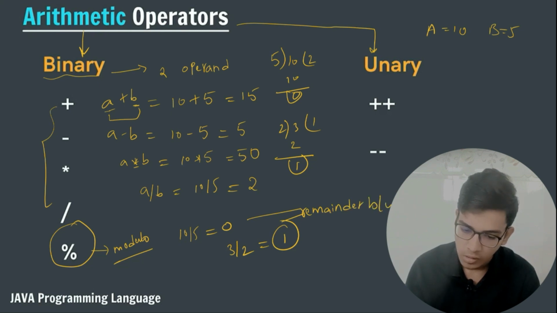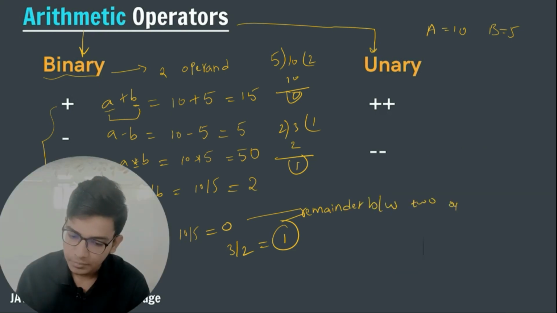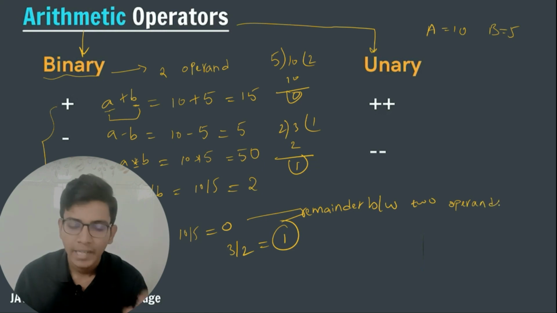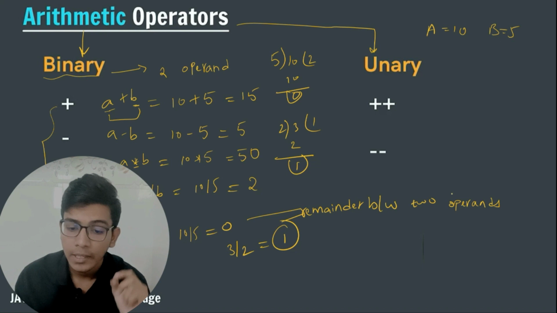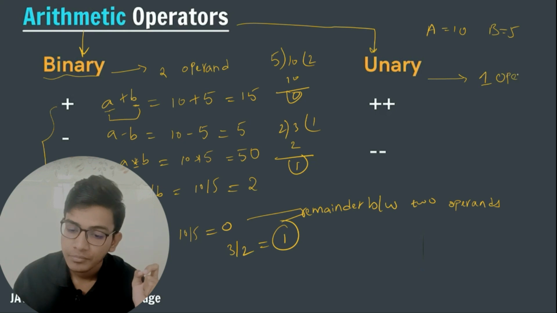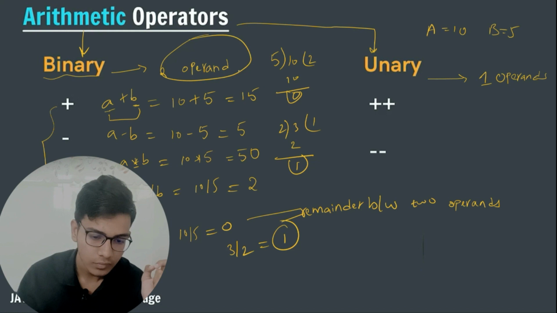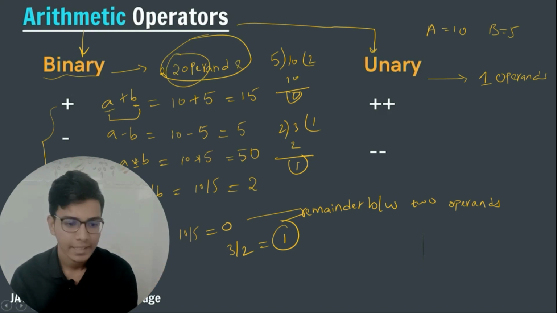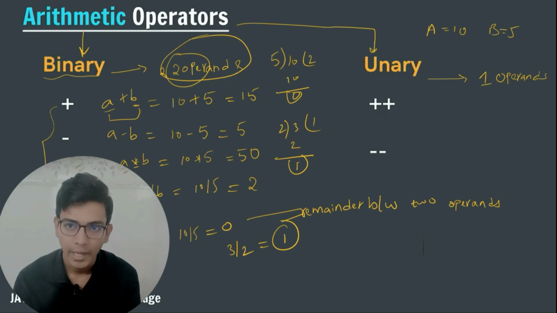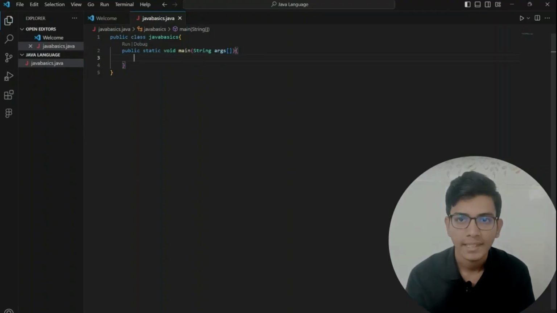between two operands. And remember guys, a binary operation will always take place between only two operands, whereas a unary operator will always take place on a single operand. So let us code this and see what a binary operation is. So let's code and see binary operation.